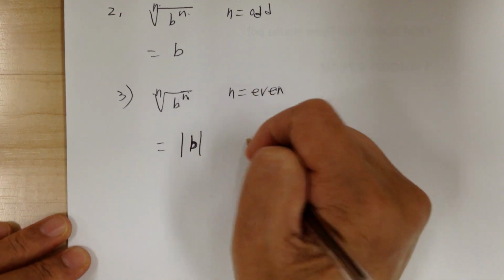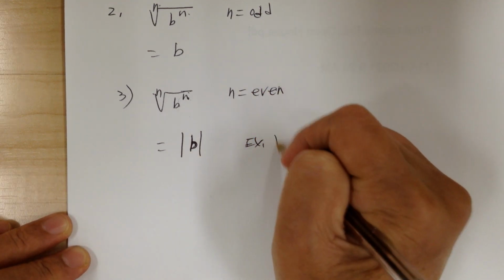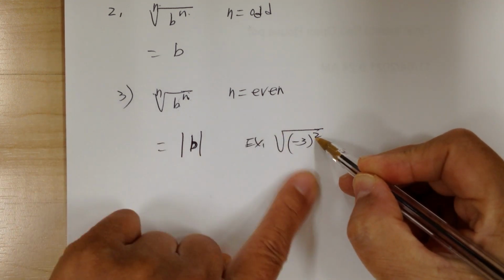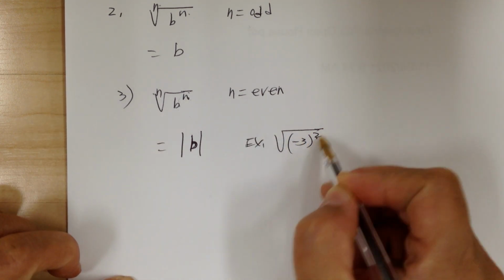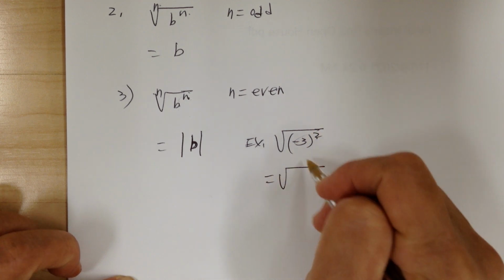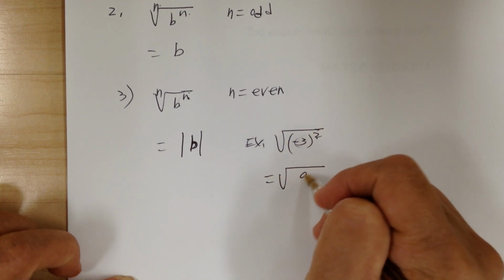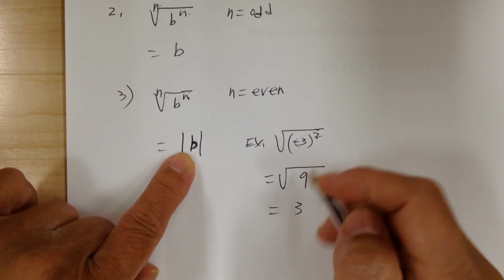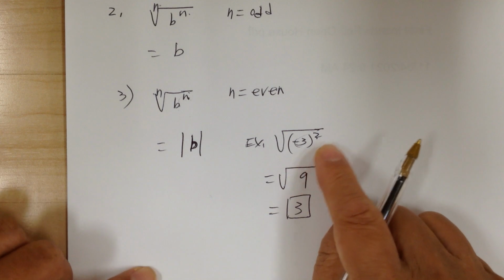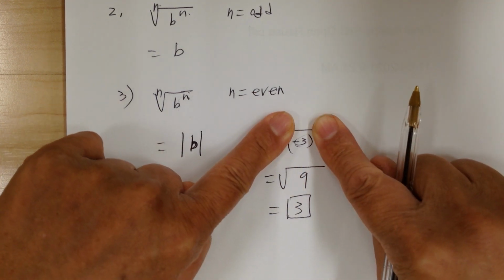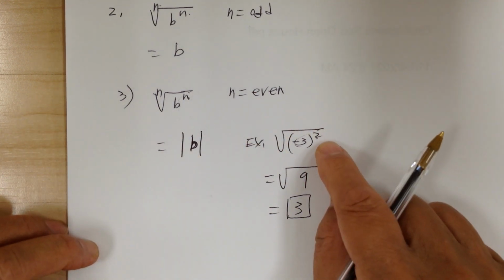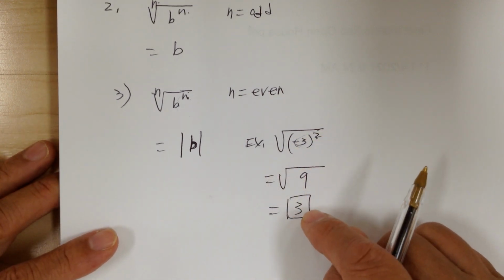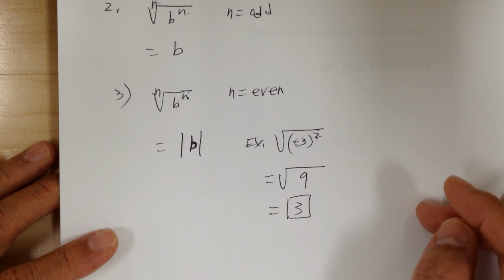An example of that is the square root of negative 3 squared. You don't just cancel out and make it equal to negative 3, because you have to square this first. So this is equal to the square root of 9, and this equals 3. Notice it becomes the opposite because the answer is always positive. So don't just cancel it out and make the answer negative 3. It will be incorrect, because you have to apply the square, which makes it positive, and the square root of a positive number gives you a positive number.